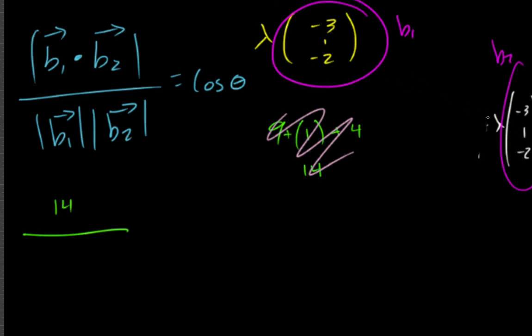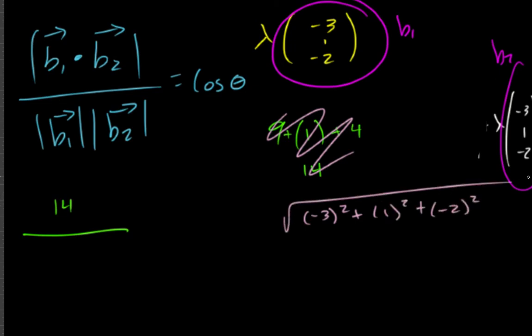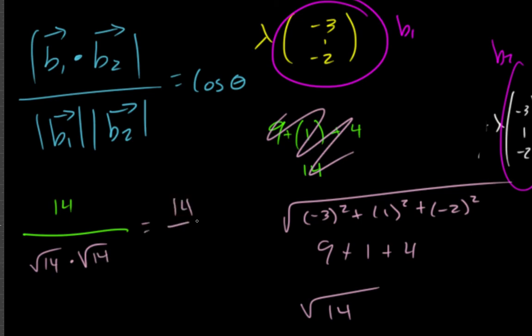Magnitude for both of these is going to be the same because they're the same number. So -3 squared plus 1 squared plus -2 squared, all square rooted. 9 plus 1 plus 4, 9, 10, 11, 12, 13, 14. So we have square root of 14. So square root of 14 times square root of 14, that's just going to be 14 over 14, which is 1.